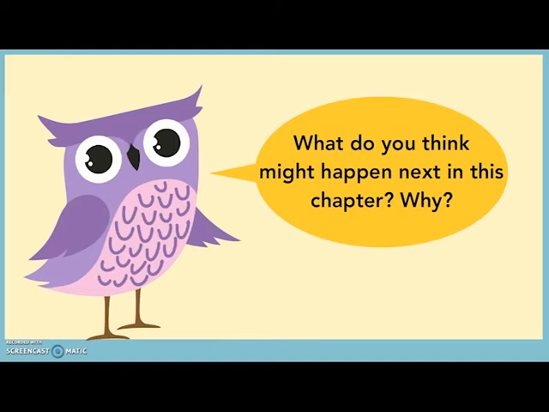Now, when you make sensible guesses about what might happen next, based on everything you already know, it's called a prediction. And there's some certain things that we can look for that can help with our prediction.